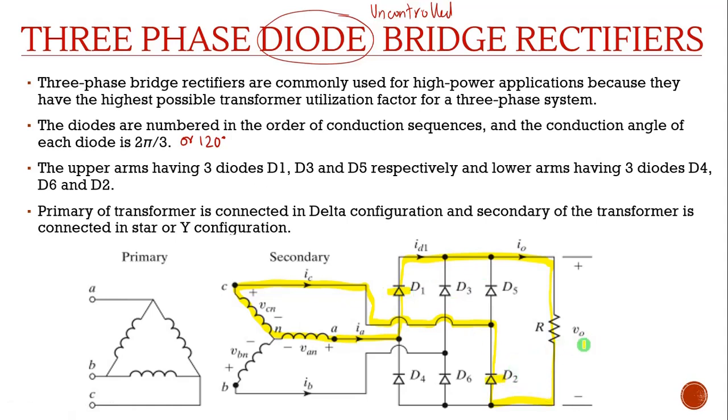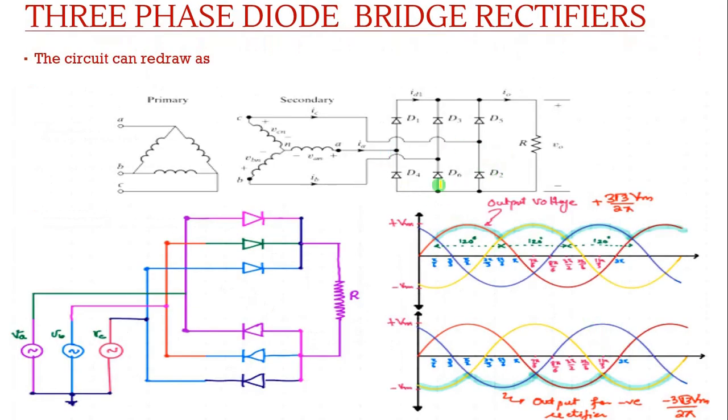You can see that across the load we will be getting not the phase voltage but the line-to-line voltage, because here one line is C and another line is A. In the half-wave rectifier, we got the phase voltage, but here we will be getting the line voltage. So when diodes D1 and D2 are conducting, we will be getting the line-to-line voltage VAC at the output. Now the same figure I have redrawn here.